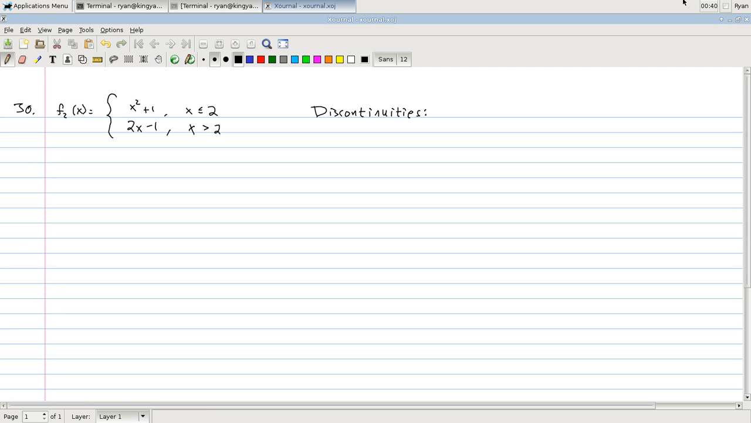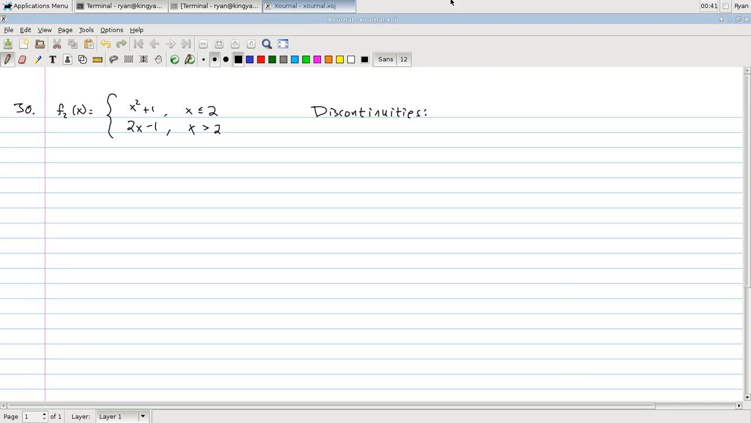Problem 30. Identify and analyze the discontinuities for this piecewise function. f2 of x equals x squared plus 1 when x is less than or equal to 2, and 2x minus 1 if x is greater than 2.